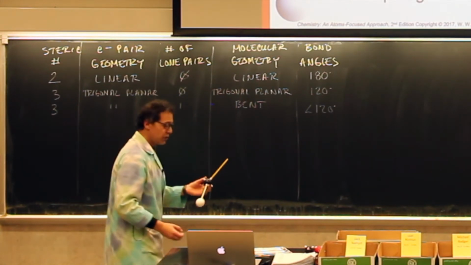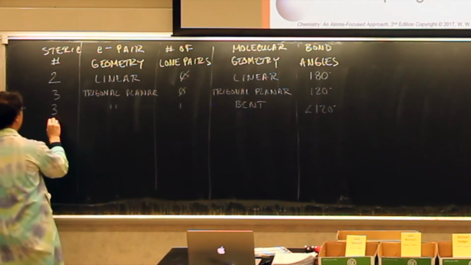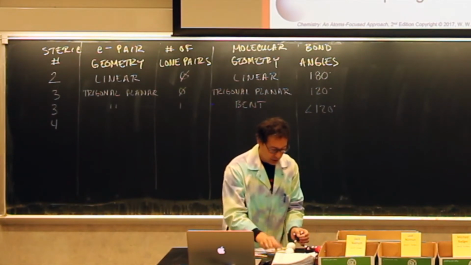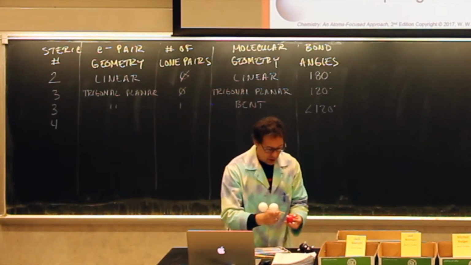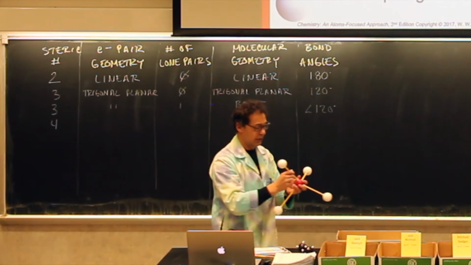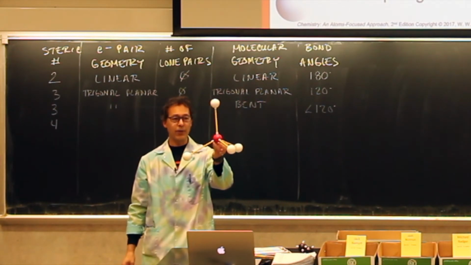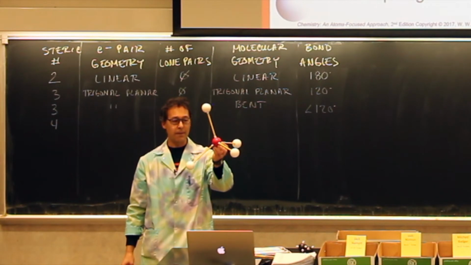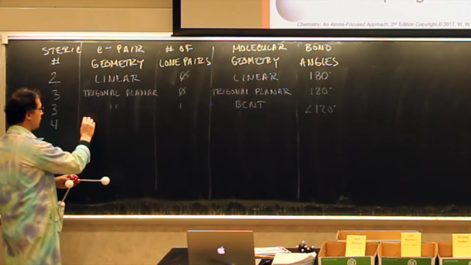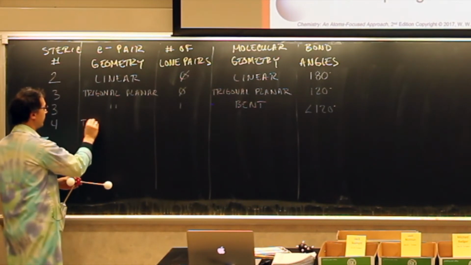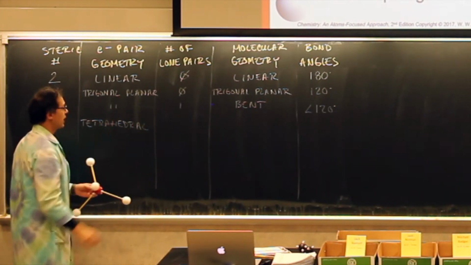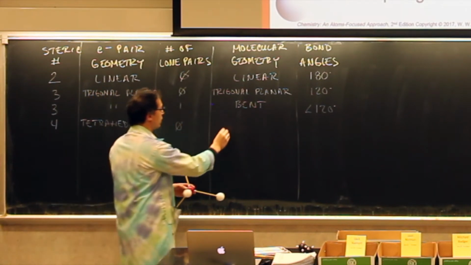So now we're going to move on to steric number 4. And so we're going to get 4 things attached onto our molecular central atom like this. Here's 4 things attached to this central atom. And so we're going to call this one tetrahedral, from the Greek. Tetrahedral, no lone pairs yet. This will still be tetrahedral.